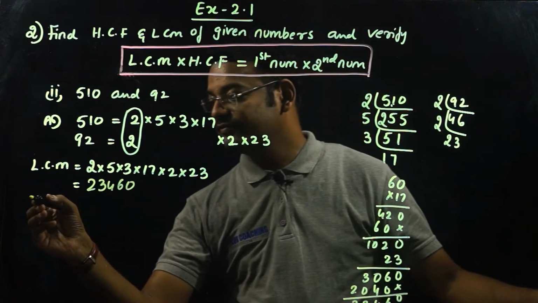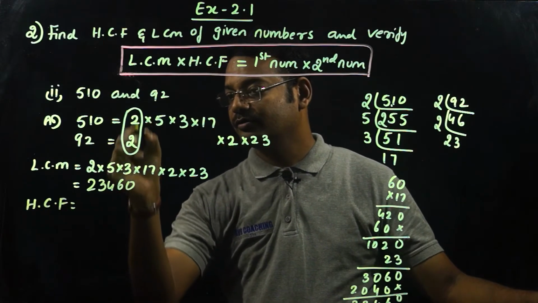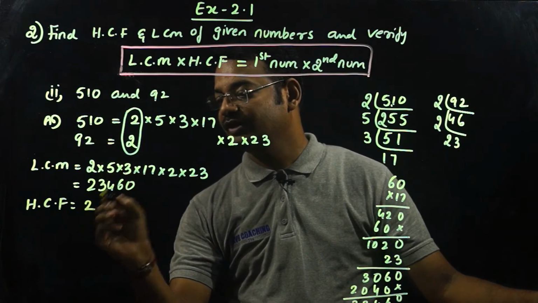Now HCF will be only the number which is repeating in the two given numbers. So HCF is only 2.